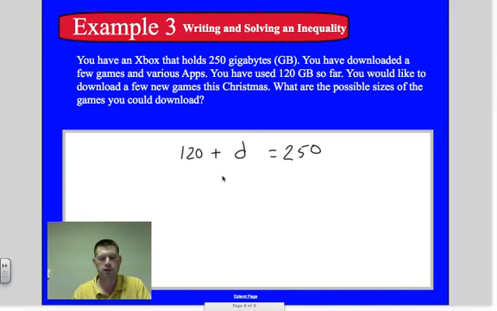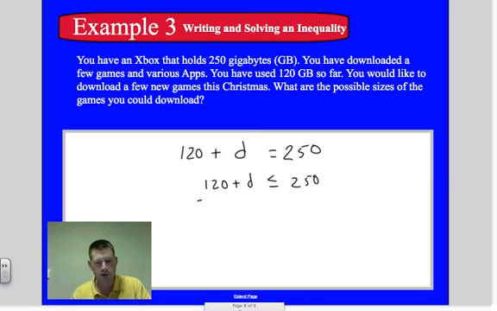So now we go and set up our inequality. Well, we don't have to use all 250, so we can use less than, or we could use all of it. So that's how we set up the inequality. We think of it as an equals. How do we make this equal? And then we say, well, we don't have to use all of it, so there was our setup.